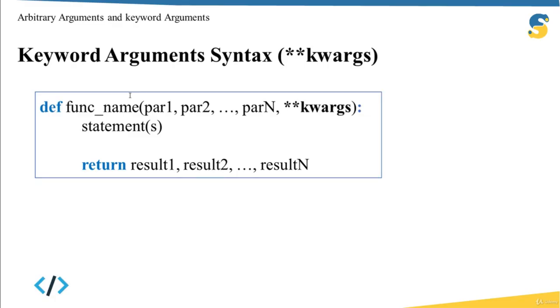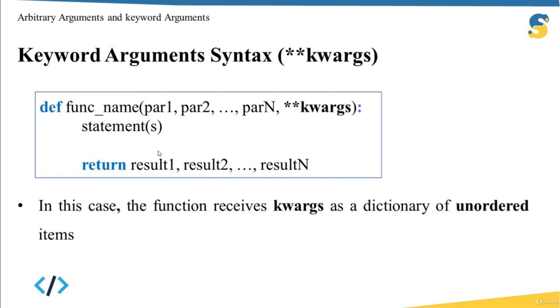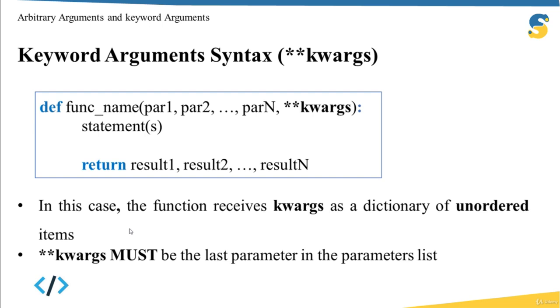You have to know that when you use double asterisk keyword args within your function, keyword args will be received as a dictionary of unordered items, because we know that a dictionary is an unordered collection. Also, if you want to use double asterisk keyword args, it must be the last parameter in the parameters list. Now let's move to PyCharm IDE to see some simple examples.